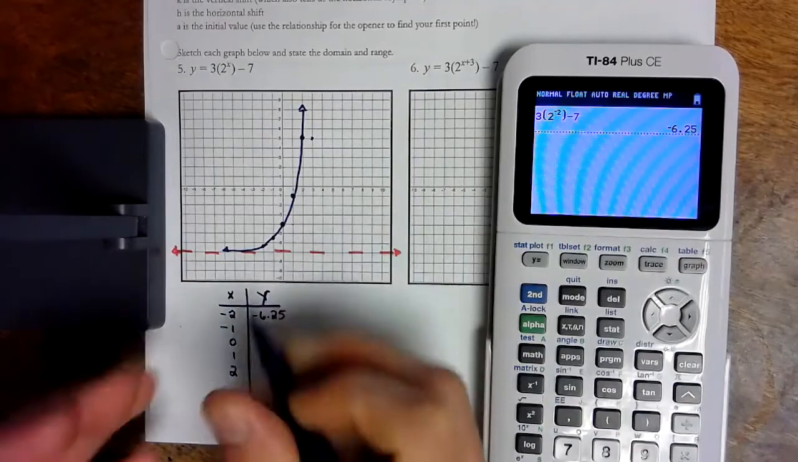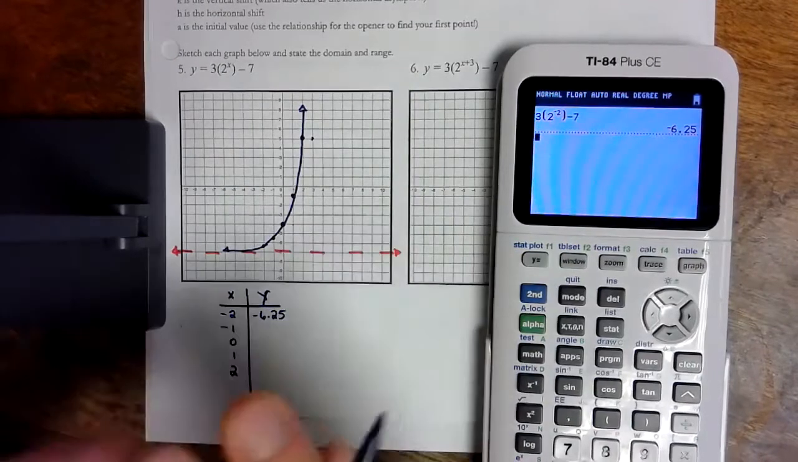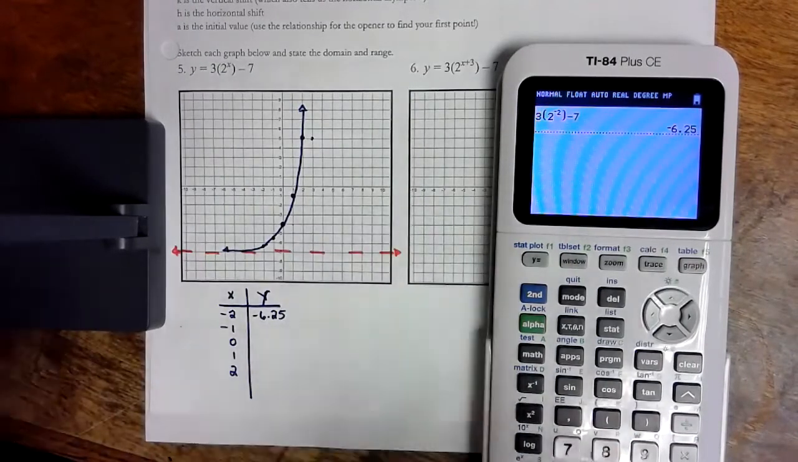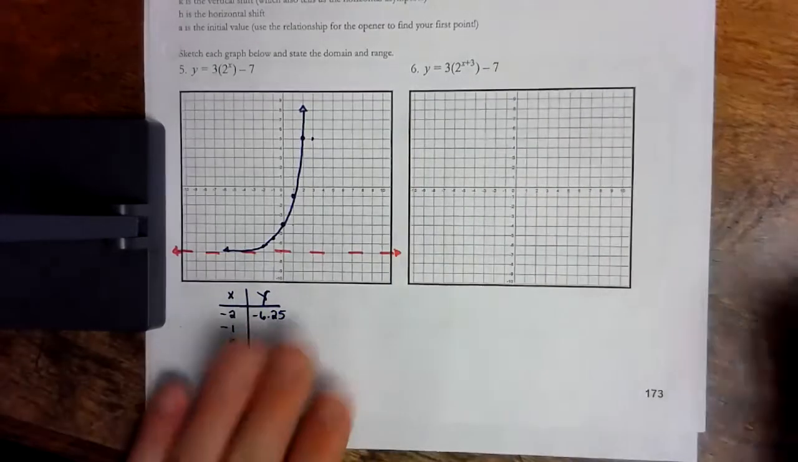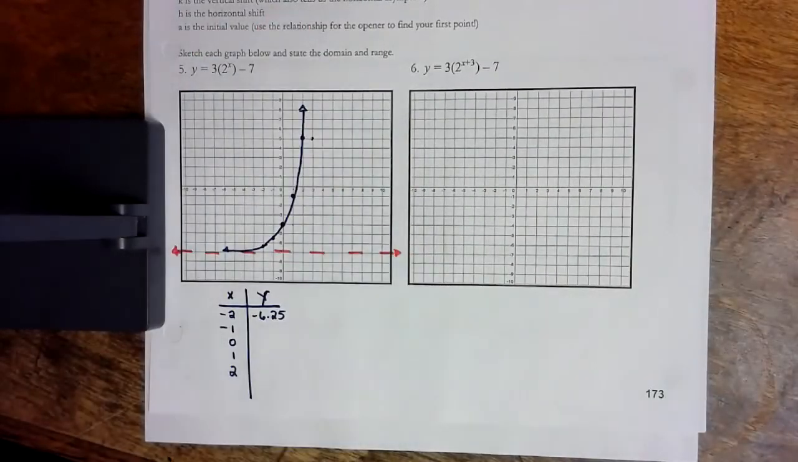And so I could come up with all the rest of the Y values and plot them and not even have to worry about these rules. So we want you to be able to do both. If I don't need to plug in values and I can use these rules, it goes much quicker.